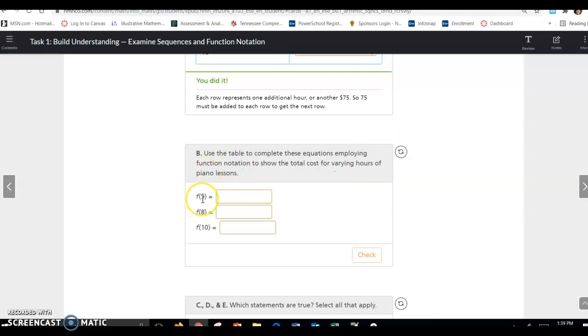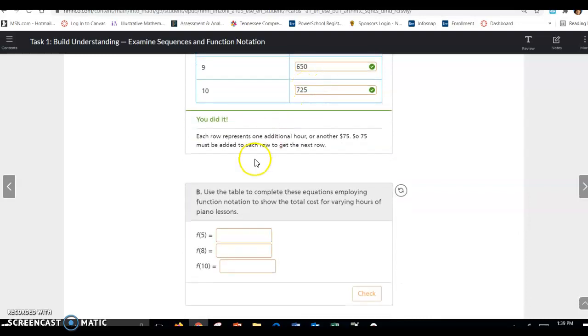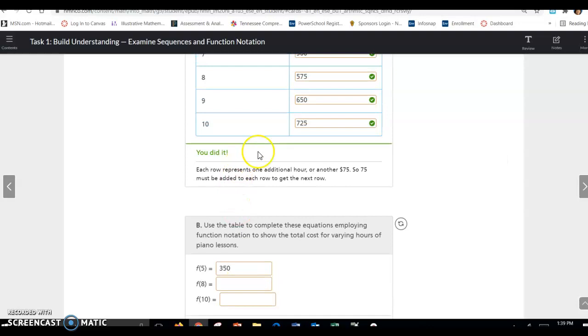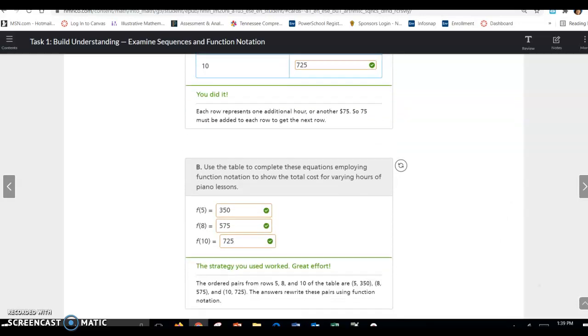So f of 5. If we have 5 hours of piano lessons, how much does it cost? $350. For 8 hours, it's $575. And for 10 hours, it's $725. I did not realize piano lessons cost so much.